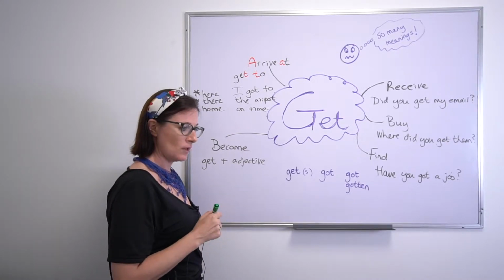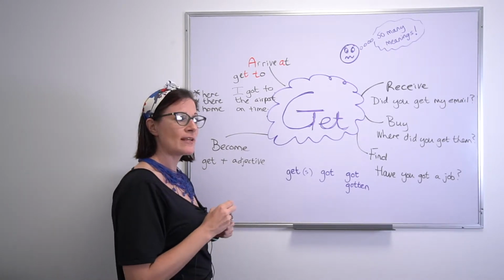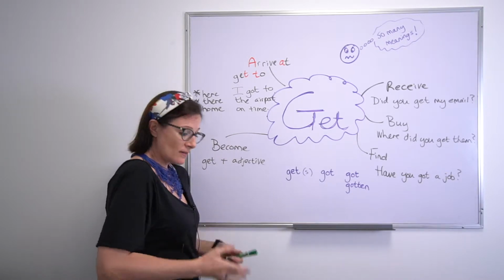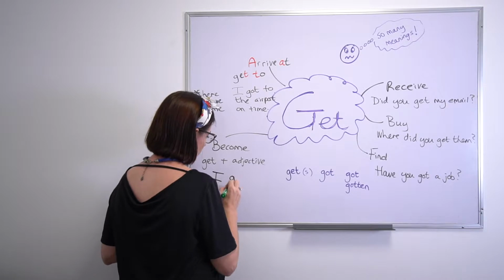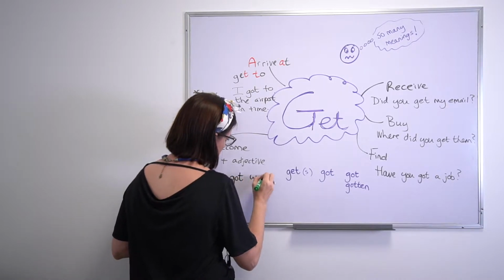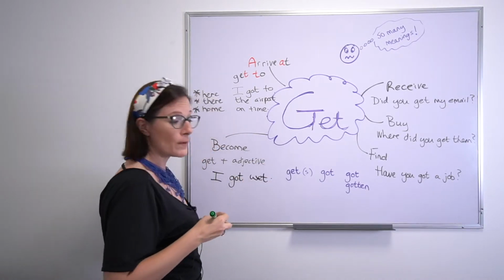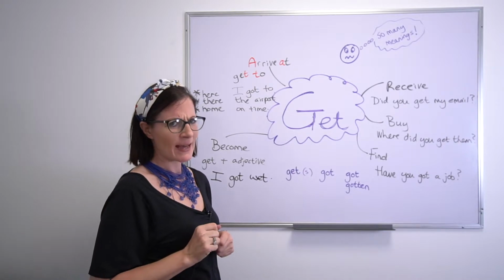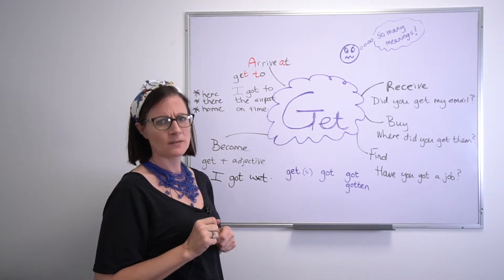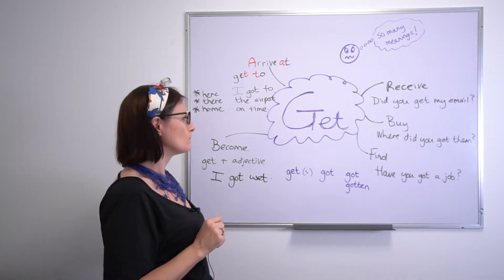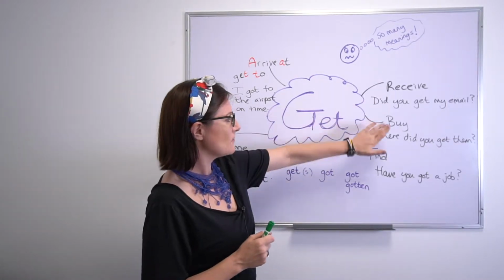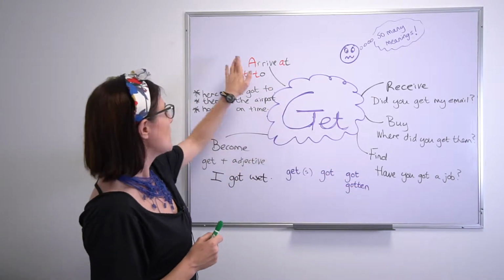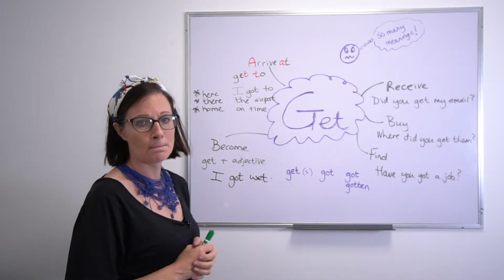And lastly, the last meaning for get is become, and it's always followed by an adjective. For example, I was walking in the street when it started to rain, so I got wet. Or we could say, I get sad when I watch sad films like Dumbo, for example. So here we have the meanings of get: receive, buy, find, arrive and become.